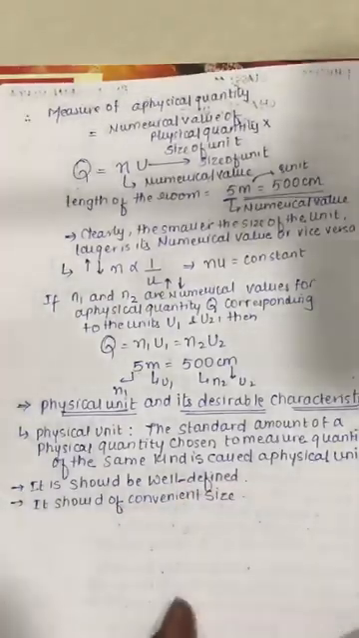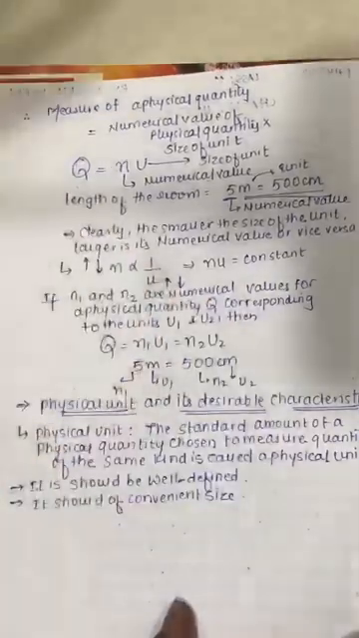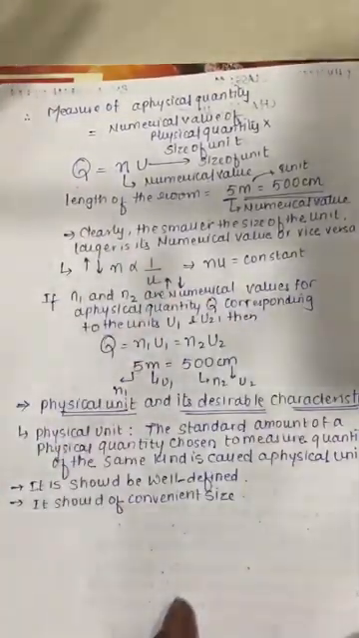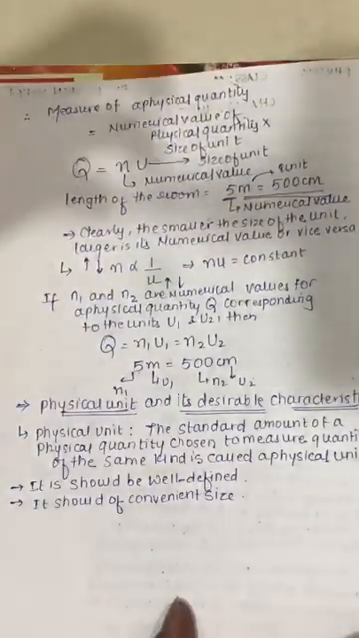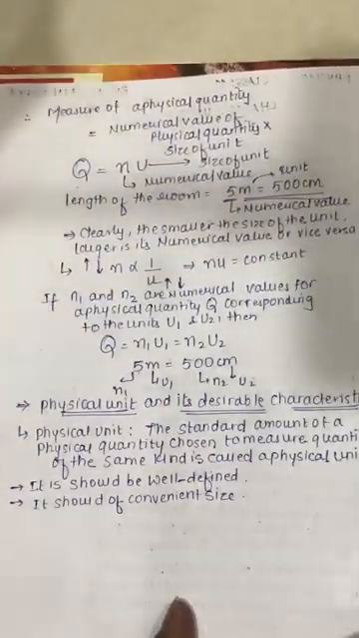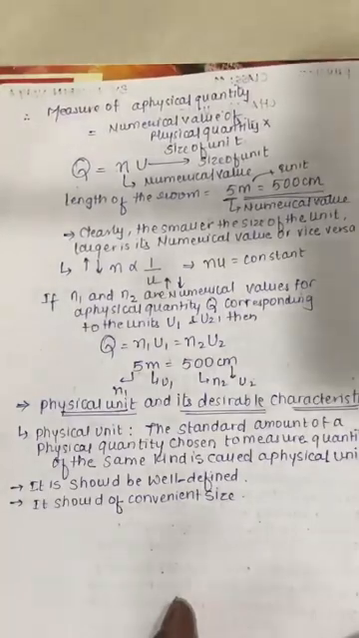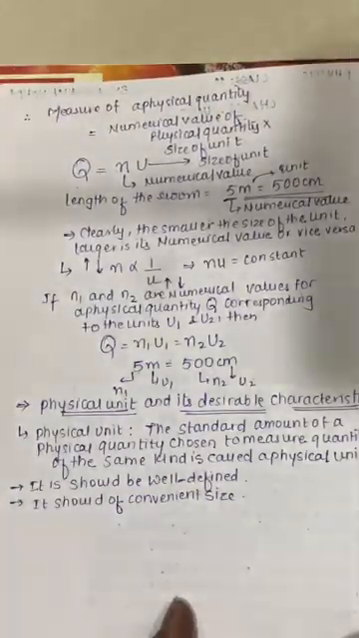Why is it said that it should be of convenient size? It should not be of very big value as compared to the quantity, nor of very small value as compared to the quantity. It should be appropriate in comparison to the quantity. That's why it is said it should be of convenient size.